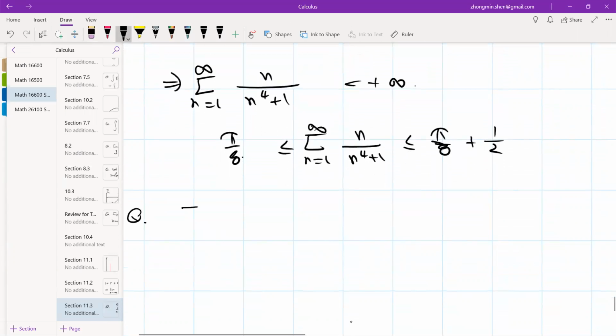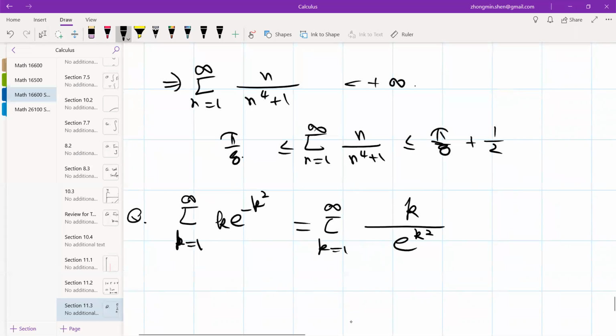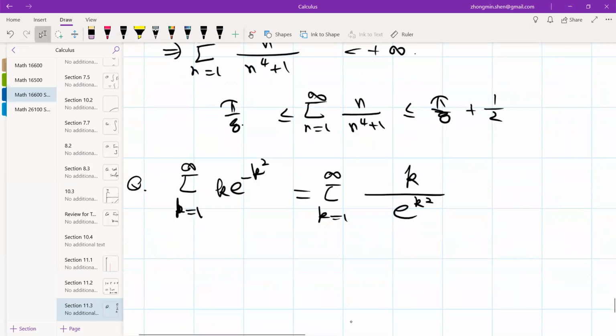Okay, one more problem then later. All right, so this one, I still think it's convergent. The reason is this is the same as k over e to the k squared. I think the denominator grows much faster than the numerator. And yeah, so it decays. Okay, clearly. So the question is, how do you prove it's convergent using the integral test?